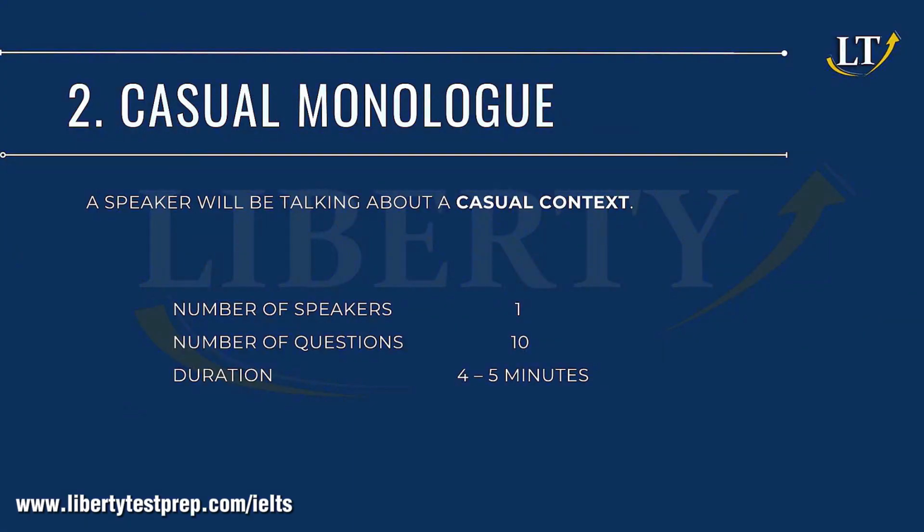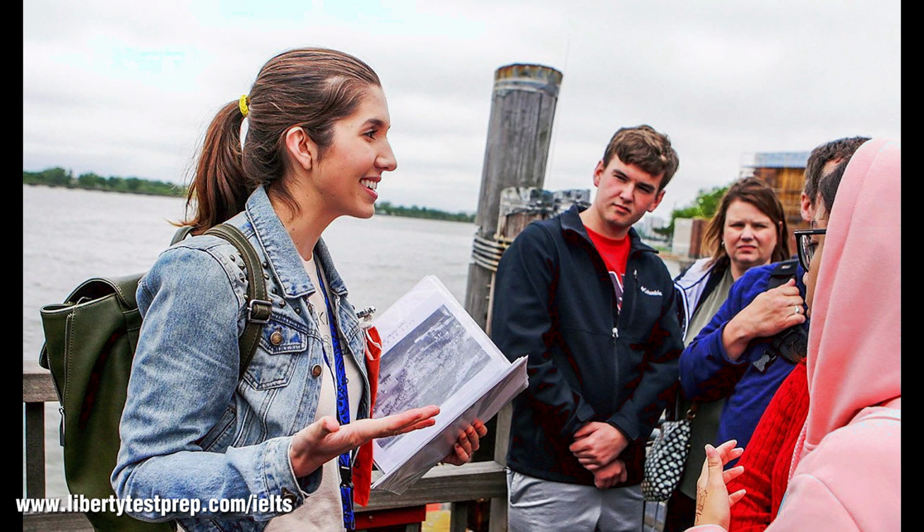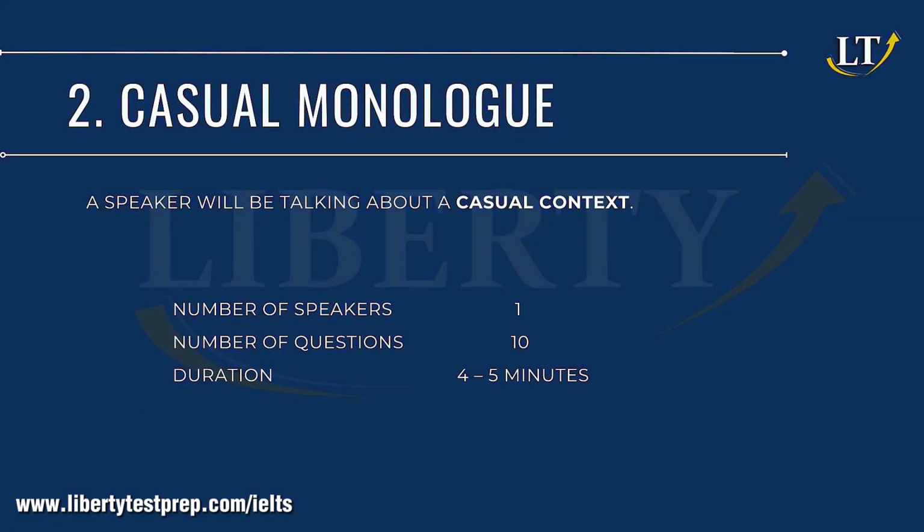This one is a casual conversation, so basically the language they're going to use is very commonplace, everyday English, casual, okay, nothing too academic. The second one is a casual monologue, so this one is not a conversation but a monologue, but it's still casual. A speaker will be talking about a casual context. Number of speakers, there's going to be 1 because that's a monologue. Number of questions, 10, and the duration anywhere between 4 and 5 minutes.